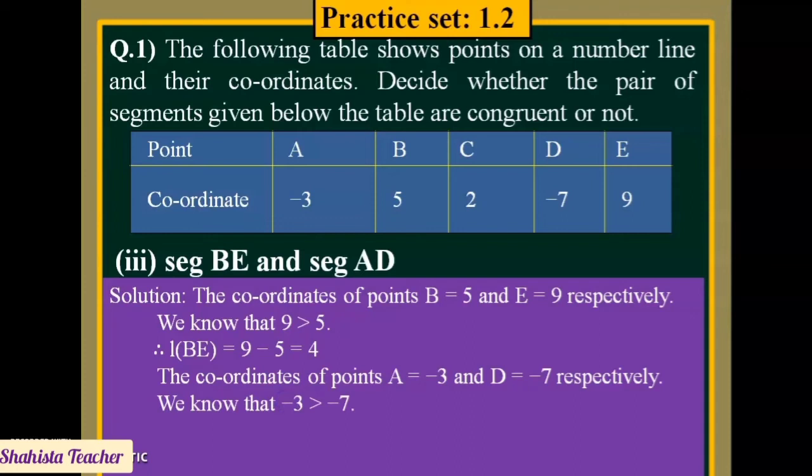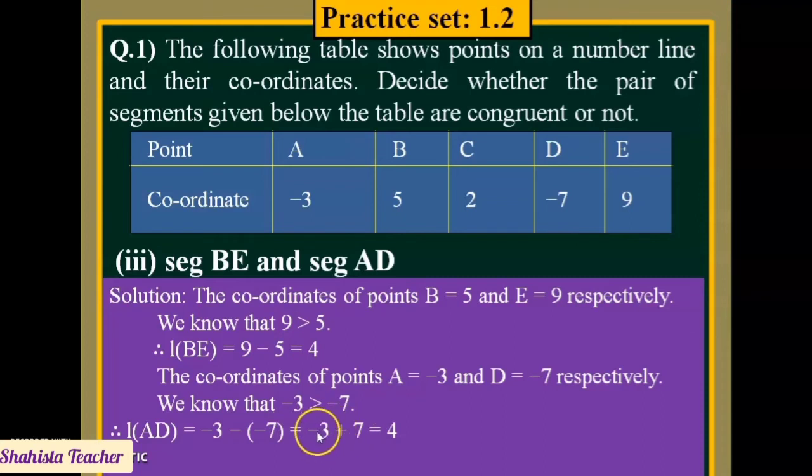Now here we are calculating the length of AD. So length of AD is equal to 3 minus signs: 1 minus sign for A, 1 minus sign for D, and 1 minus sign for calculating distance. So length of AD is equal to -3 minus bracket -7. So length of AD is equal to -3 minus -7. So minus into minus gives us plus 7. After this, plus into minus, minus 7 minus 3, positive 7, negative 3.